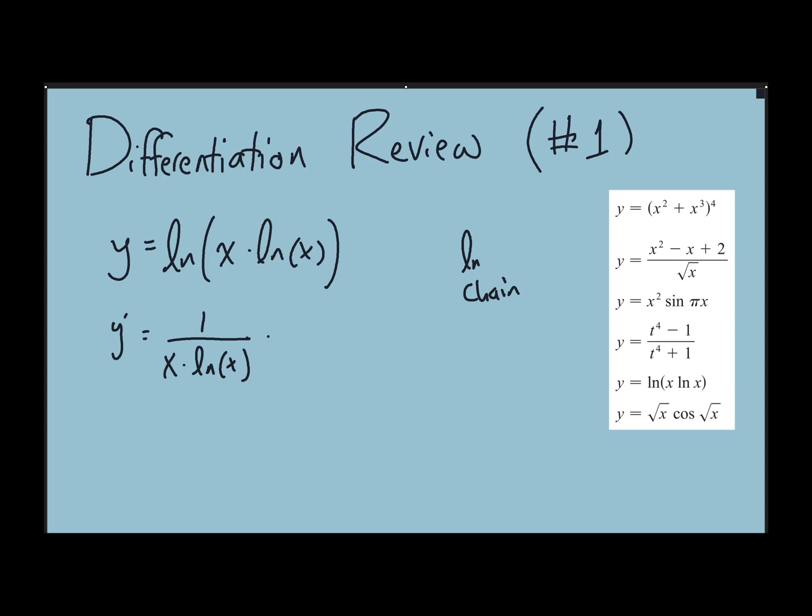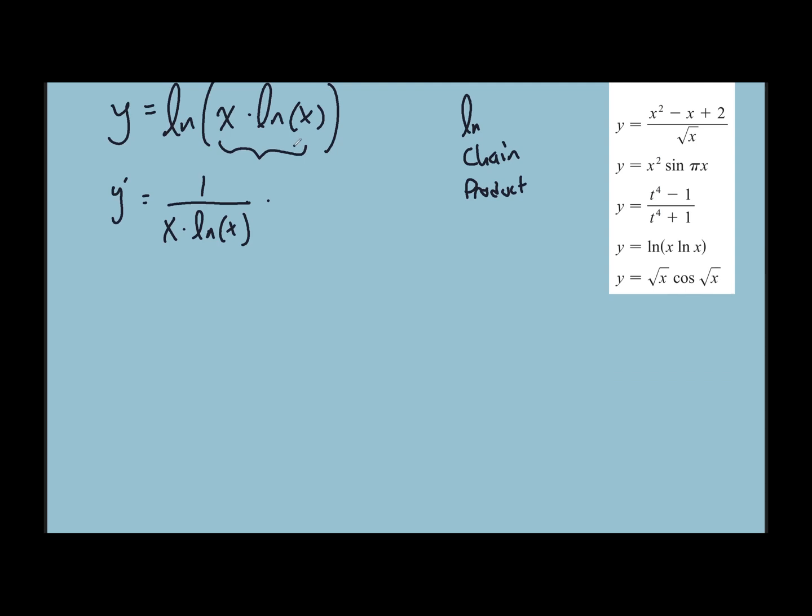And what's the chain rule say? Derivative of the inside. Well, that's a product rule. We're nowhere near done with this guy, are we? So let's do that. What's the product rule? U prime v plus v prime u. Well, we have a u, which is x, so u prime is 1. We have a v, which is natural log of x. We have a v prime, which is 1 over x.